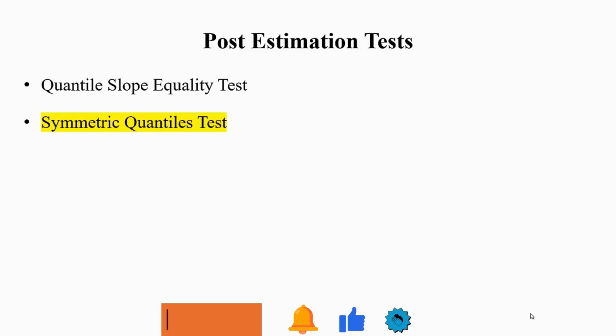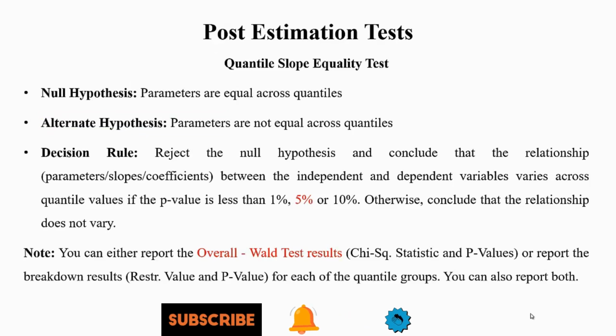interpret the results. There are two key post-estimation tests for quantile regression. The first one is the slope equality test and the second one is the symmetric quantile test. But in this particular video, we are going to look at the first one, which is the slope equality test. One thing that is very important is that for you to provide a good explanation of any post-estimation test, you must understand the hypothesis statement as well as the decision rule. So let us look at the hypothesis as well as the decision rule of slope equality test.